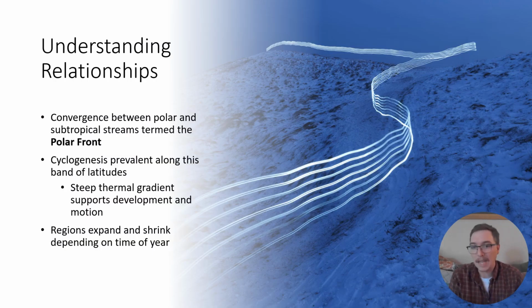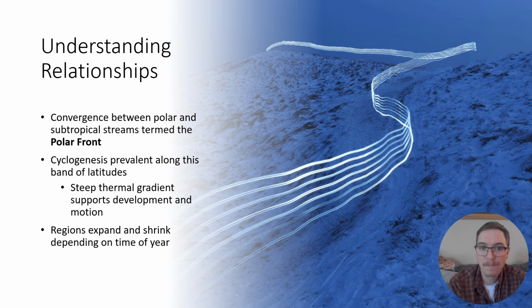So what does this mean? What is, as far as relationships go? So the convergence between these polar and subtropical streams is termed the polar front. What you typically see along this band of latitudes is cyclogenesis. So the rotation and imparted rotation leading to mid-latitude cyclones.